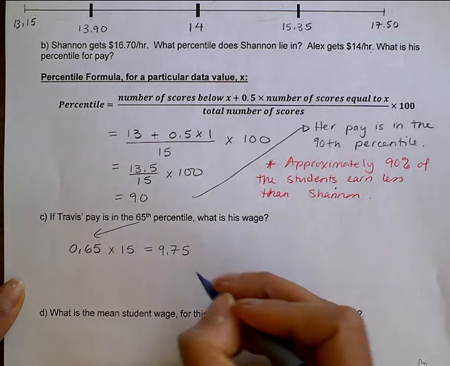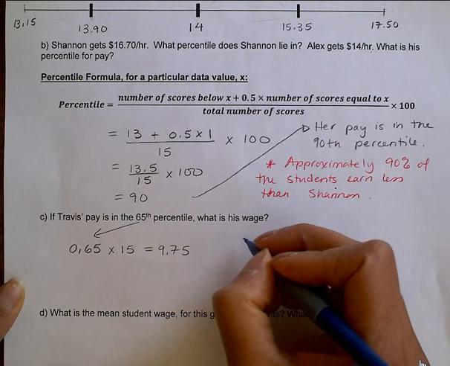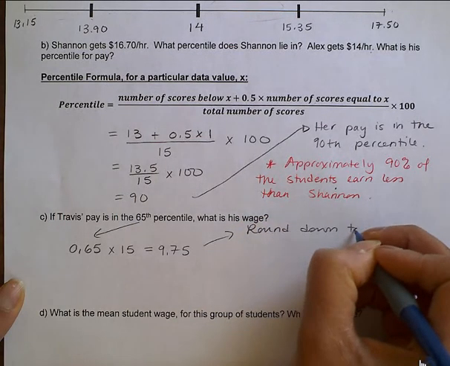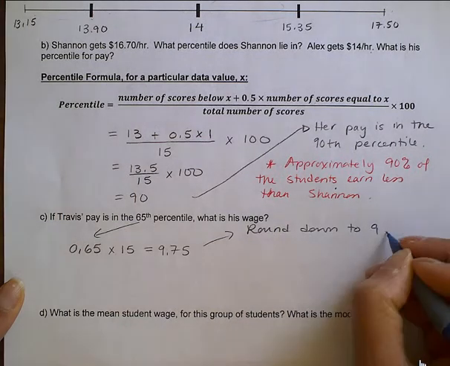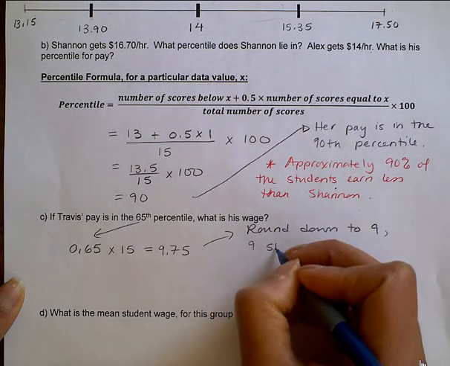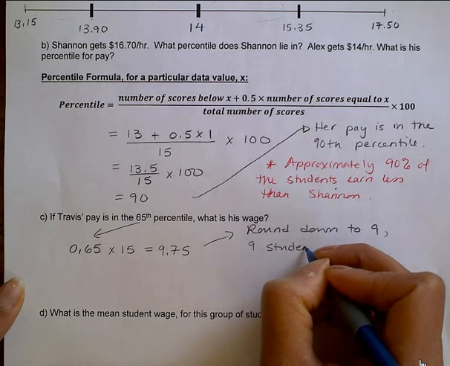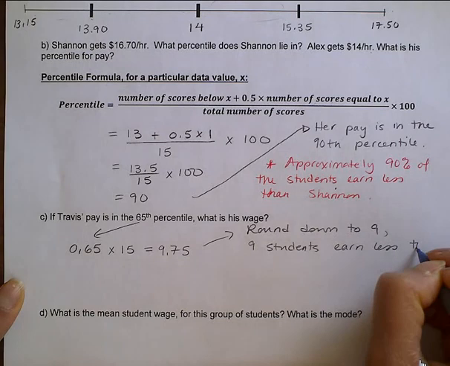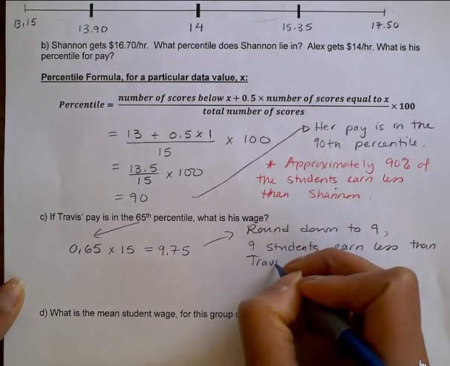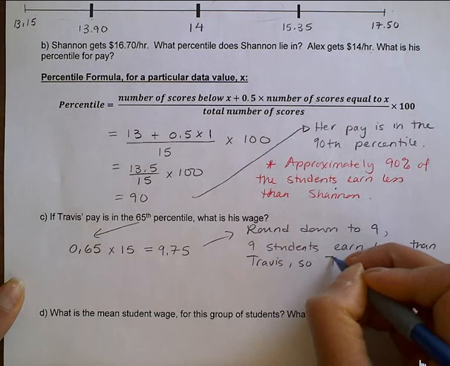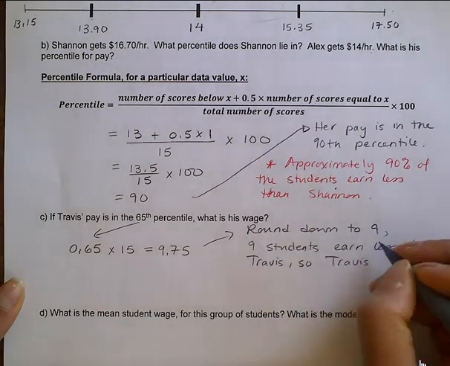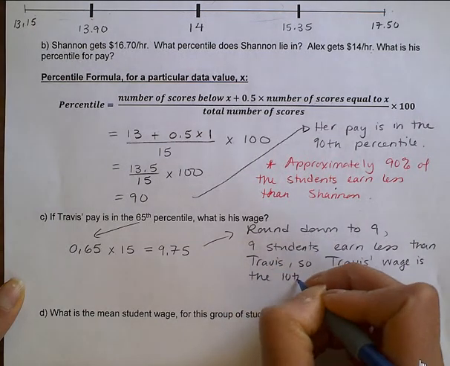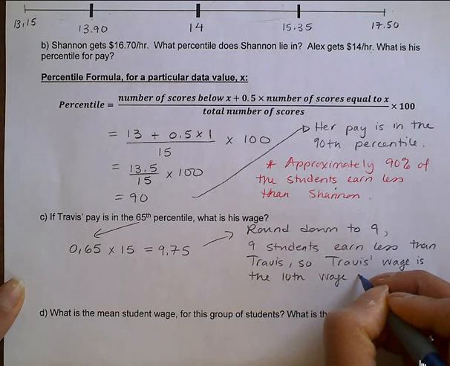So what we do next is we're going to round down. So we're going to round down to the number 9. This means that 9 students earn less than Travis. So Travis, or Travis's wage, is the 10th wage on the ordered list.